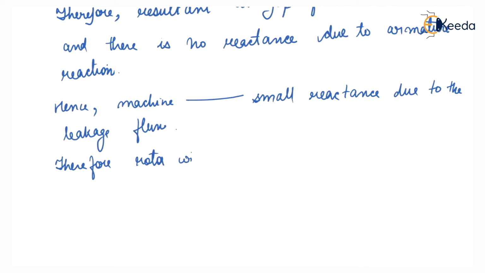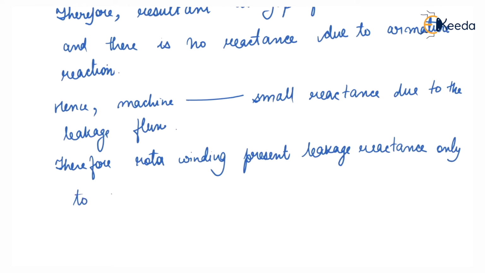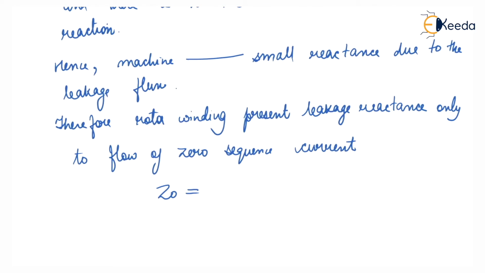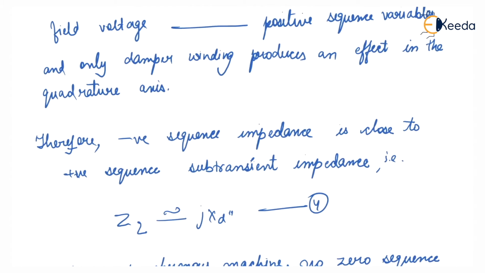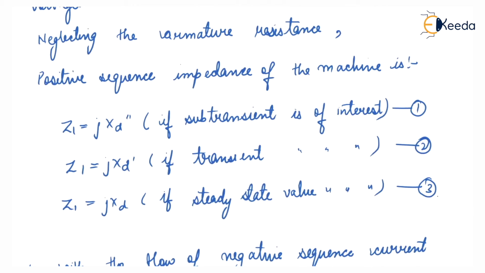Therefore, the rotor winding presents leakage reactance only to the flow of zero sequence current. That means Z0 equals jXL. This is equation number 5. Because the rotor winding presents leakage reactance only to the flow of zero sequence current. So these are the equations for positive, negative, and zero sequence.